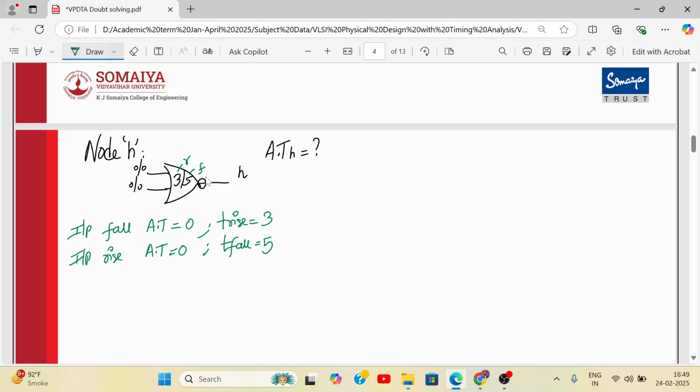All right. So what will be the arrival time over here? How will you calculate arrival time at node H? It will be given by the output rise arrival time divided by output fall arrival time. Output rise arrival time is maximum of input fall arrival time plus t rise, so it is 0 plus 3, and output fall arrival time is maximum of input rise arrival time plus t fall, so it will be 0 plus 5. So this will be 3 by 5. That's the value of the arrival time at node H.